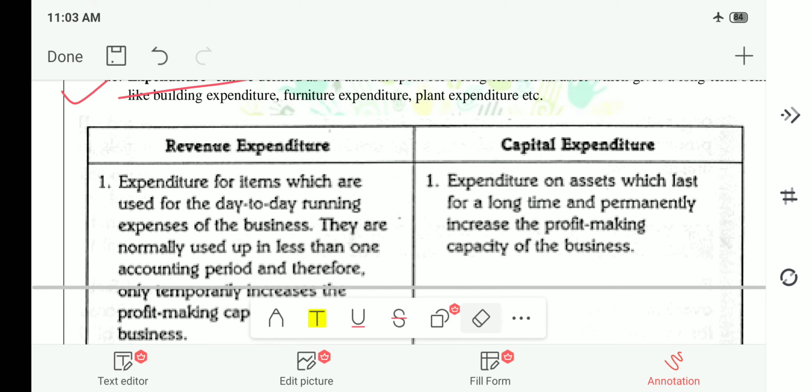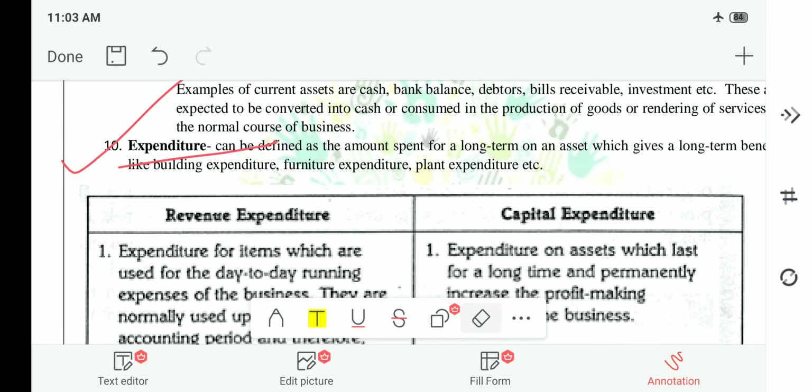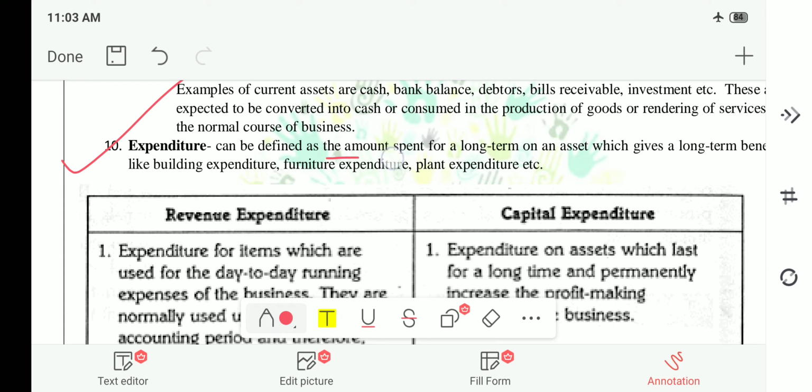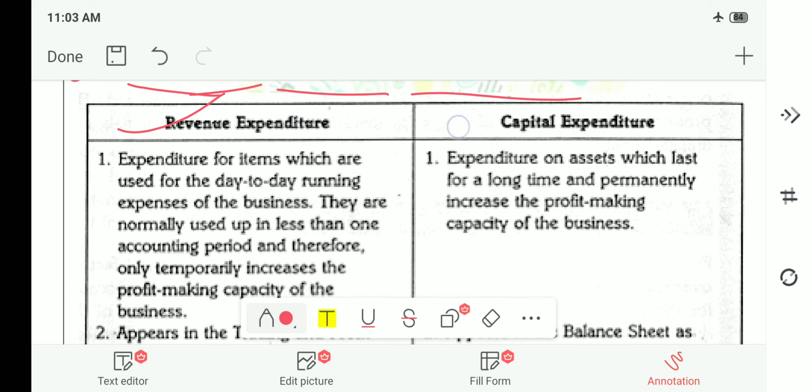Now we will see what exactly the expenditure definition is. It can be defined as the amount spent for a long term on an asset which gives a long term benefit, like building expenditure, furniture expenditure, plant expenditure, etc. Now there are revenue expenditure and capital expenditure. What is capital expenditure? It is expenditure on assets which last for a long time, right? What I said, we have taken a machine for 20 lakh rupees and I am thinking that it will gain me 30 lakh rupees in a span of 10 years. This is a capital expenditure that I am making.